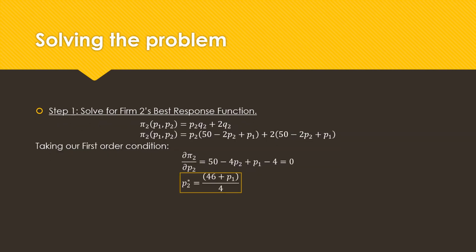So step number 1, we're going to solve for firm 2's best response function. We have that profit function here, putting in that marginal cost right there, subbing in our demand equations for where we see Q2 there. And we take our first order condition and we see that our best response function is P2 star is equal to (46 + P1) / 4.